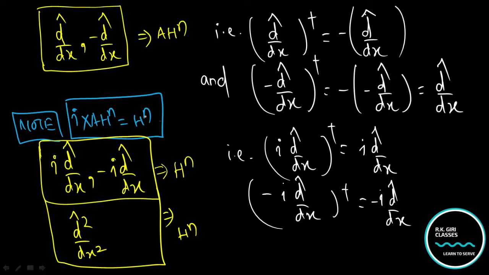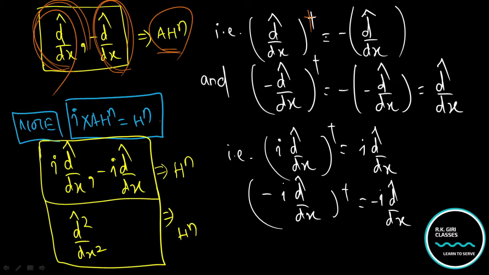So now find out how many anti-Hermitian operators. We just need to remember, that is d by dx and minus d by dx. Yes, d by dx and minus d by dx are anti-Hermitian. Anti-Hermitian means if you find the dagger of d by dx, it will be a negative value. Similarly, the negative of this value will be a positive value.